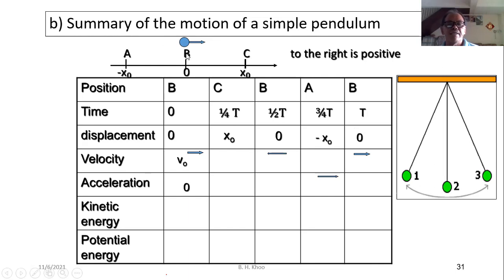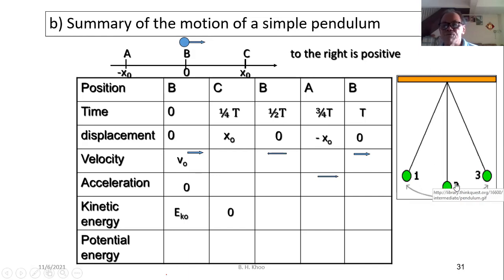So at the extreme position, the height is higher, potential energy is largest. Then potential changes to kinetic. No potential here if this is your ground level. This is maximum kinetic energy. So you should be able to fill out this table. If it's maximum velocity, then it's maximum kinetic energy. Then this part will be maximum kinetic energy here.